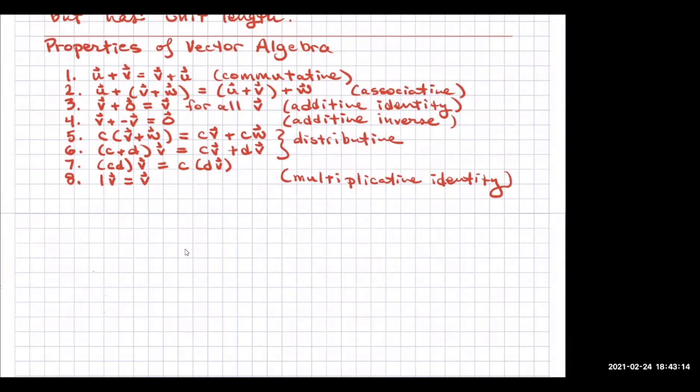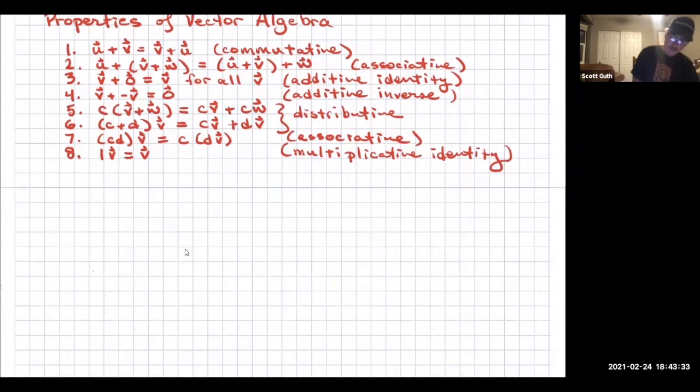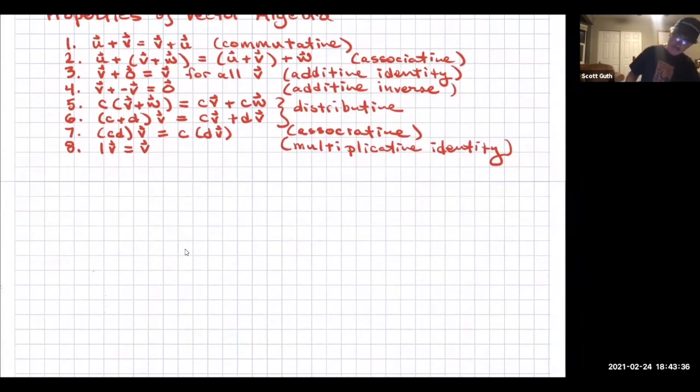Is number 7 also multiplicative identity? No, I'm sorry. That one's associative. Associative is always a way of saying you can regroup with your parentheses. And that's all you see there. Things are associated differently when you regroup. So that's it. You missed something.